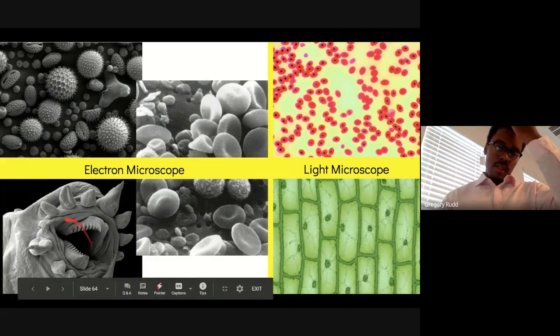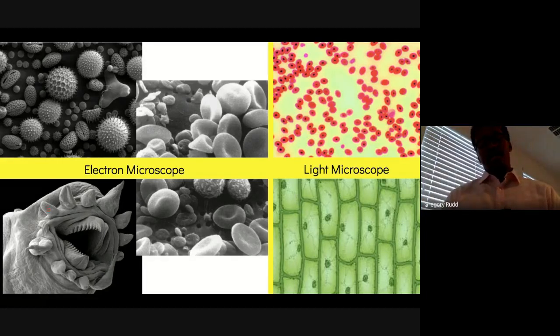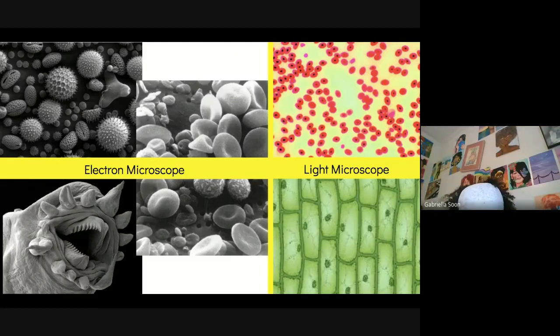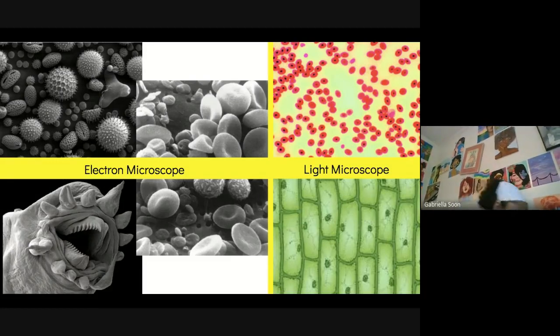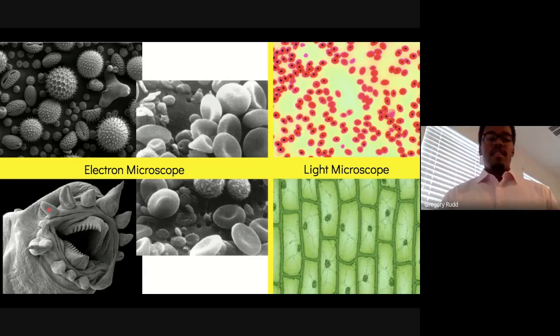I have no idea what this prehistoric dystopian insect is. It could be a mite. What's a mite? Like a bed bug, essentially. Yeah. And then these are spores from plant cells.